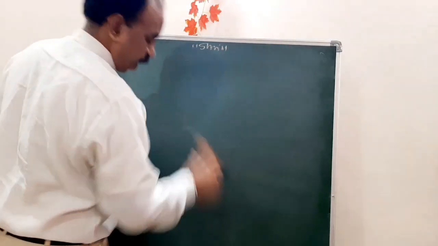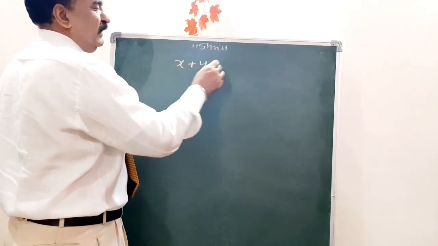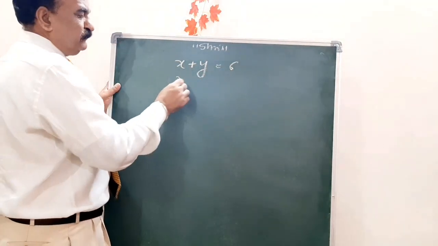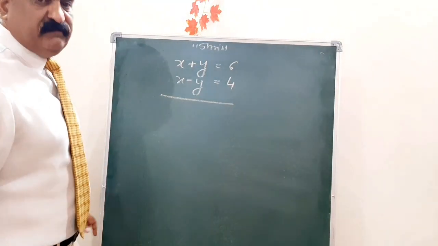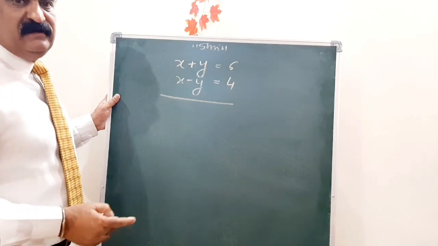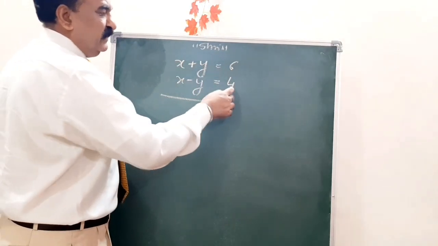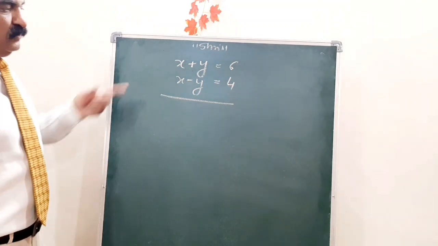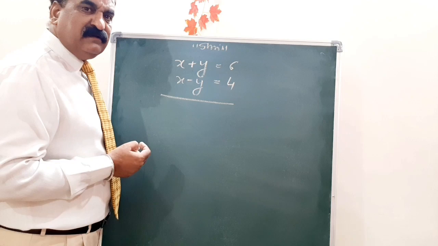See how. If I am writing here x plus y is equal to 6 and x minus y is equal to 4, these are the two equations. And now I have to find the value of x and y. The equations are x plus y is equal to 6 and x minus y is equal to 4. And now I have to solve the equations. What is the possibility of getting something cancelled?